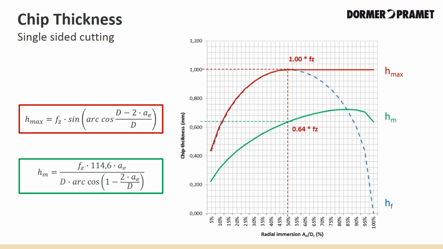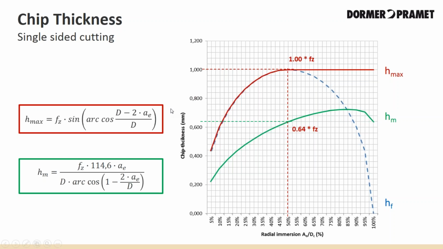In the picture above, the red line shows the maximum chip thickness or maximum load, and it's reached at 50% radial immersion with a chip thickness at 1 millimeter. The green line shows the average chip thickness, still at 50% radial immersion, but the chip thickness is now at 0.64 instead of 1 millimeter thick. This chip thickness continues to increase up to around 80–85% until the maximum chip thickness, which peaks at 50%. The dotted blue line shows the radial immersion at every 5 percentage points increase.